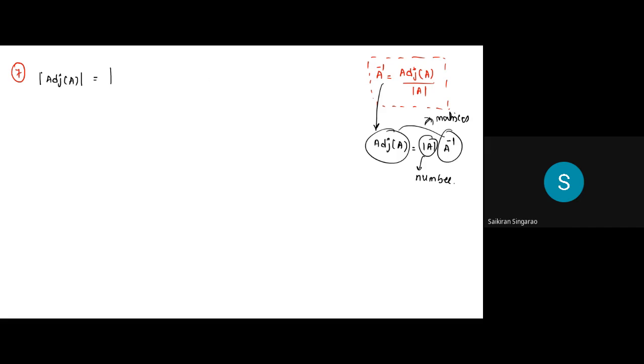So I am asking you the determinant of adjoint of A. So it will be the determinant of determinant of A into A inverse. And let's understand that A is an n cross n matrix. Also, just to remove the confusion, determinant of A is say alpha. So what will this become, sir? It will become alpha into A inverse.